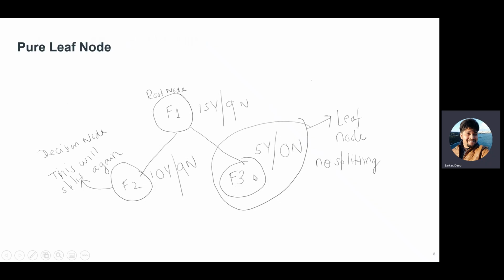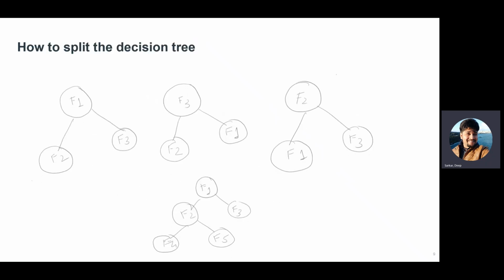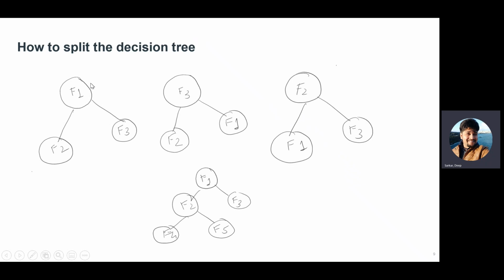And we had also seen what is a pure leaf node. When you have 0 nos and 5 yes, this is actually a pure leaf node. This is absolutely a pure node, and we saw why a leaf node is not needed to split much further. We had also seen how we actually split a decision tree.